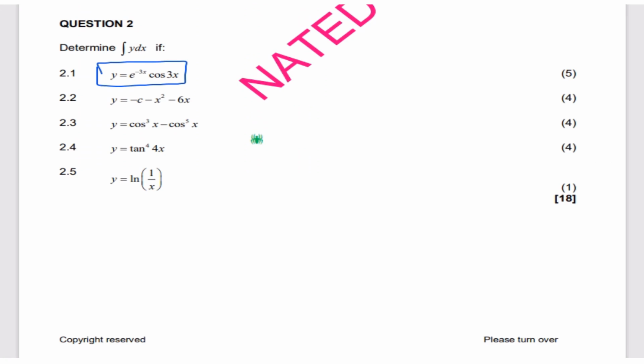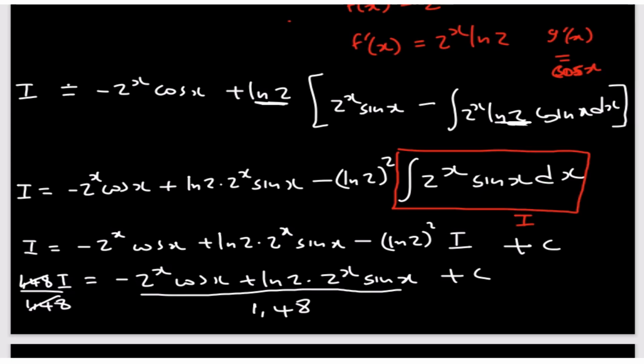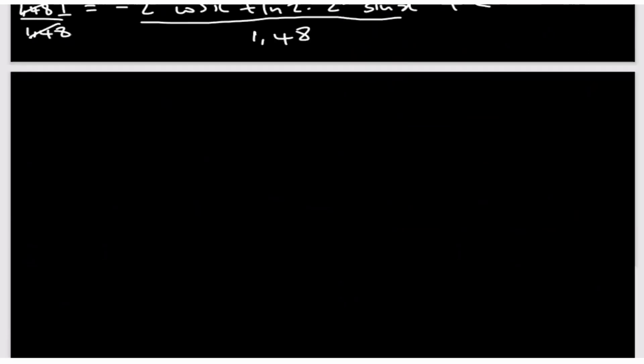So this is the last one. We have to determine the integral of e exponent minus 3x cos 3x dx. So you just name it I or A. Let me use A this time, but it's the same thing.